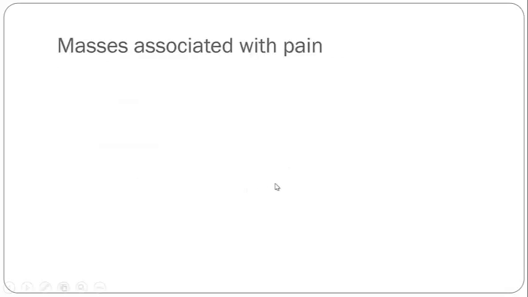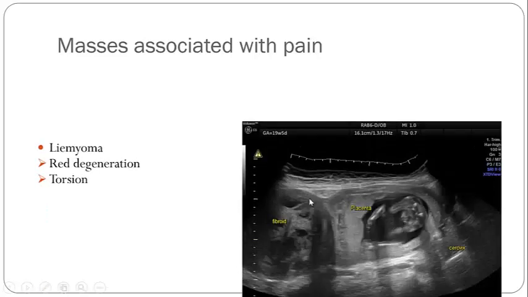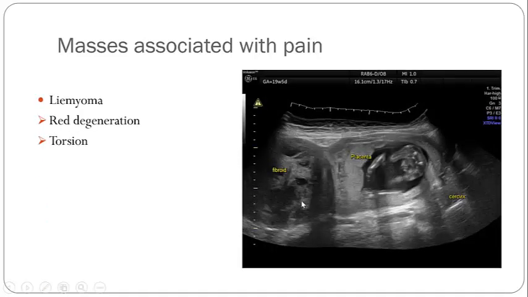We also have masses associated with pain in pregnancy, and this is also important. Sometimes a pregnant female comes with acute abdominal pain, and when we do an ultrasound we find there is an associated mass. What are the masses that are associated with pain? The first and most common is the leiomyoma. Why can a leiomyoma cause pain? Either because of red degeneration or because of torsion.